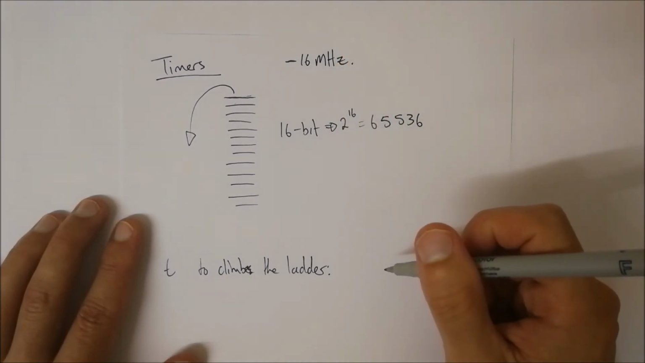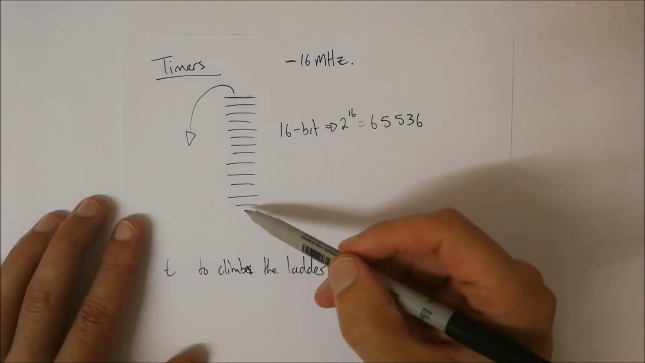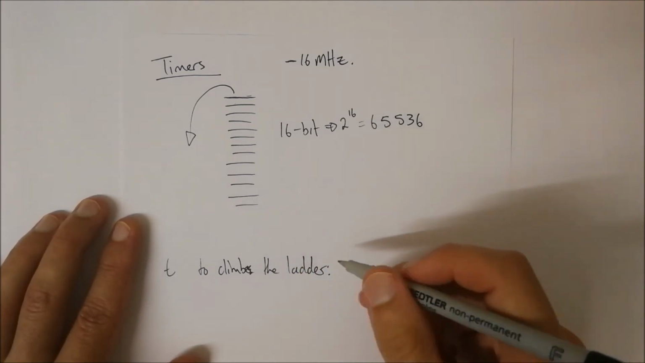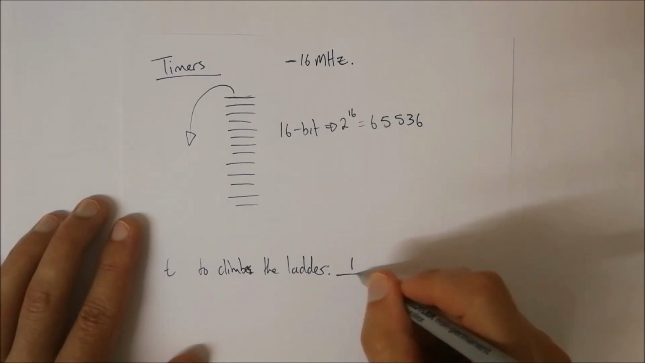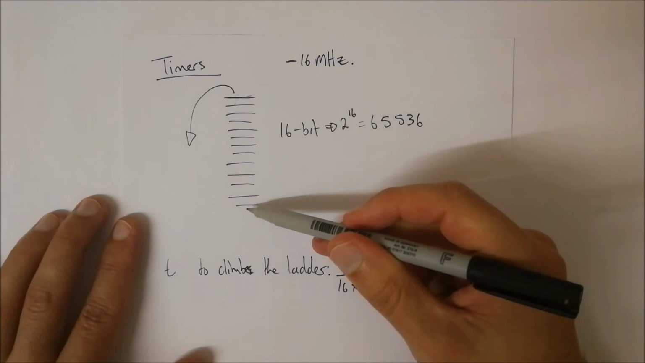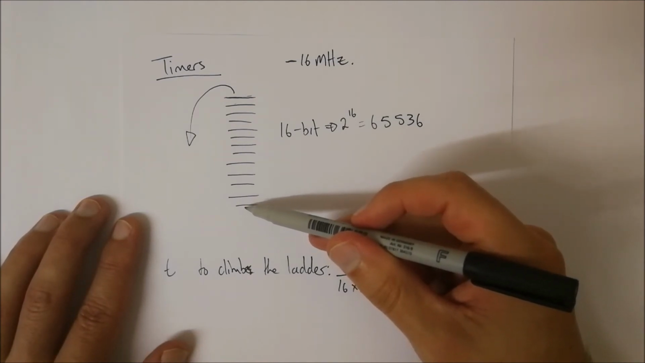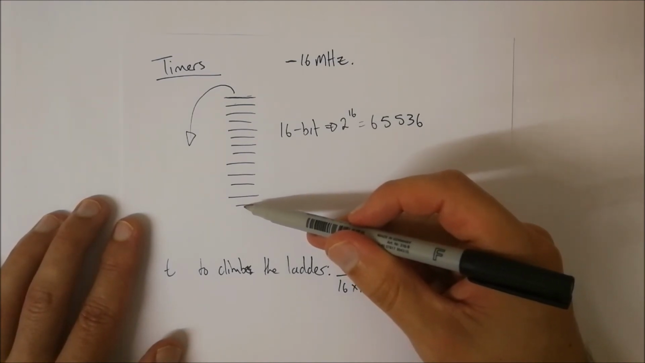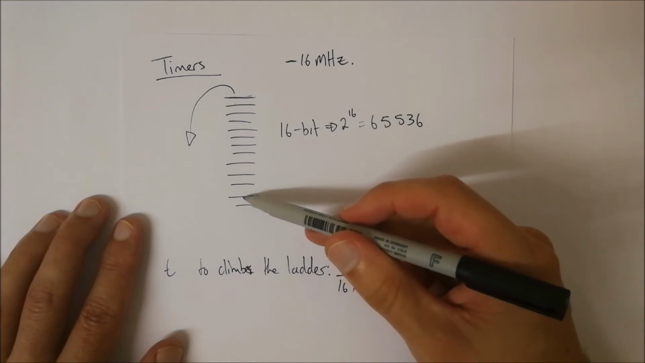For us to climb one of these steps, that would be equal to 1 divided by 16 megahertz, or 16 times 10 to the 6. That will give us an indication of how long it's going to take, in seconds, to climb one of these steps.